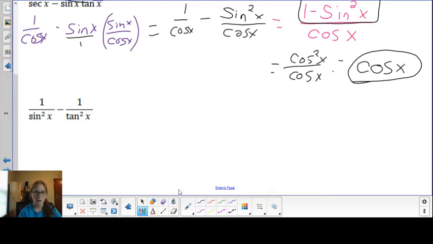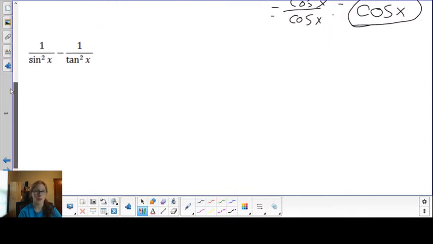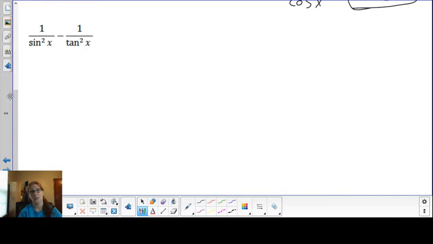This one can be approached two different ways. I'm going to go with what I think is the easier version of it, because otherwise you're going to be multiplying and dividing by several sets of fractions, and I really don't want to do that to you.